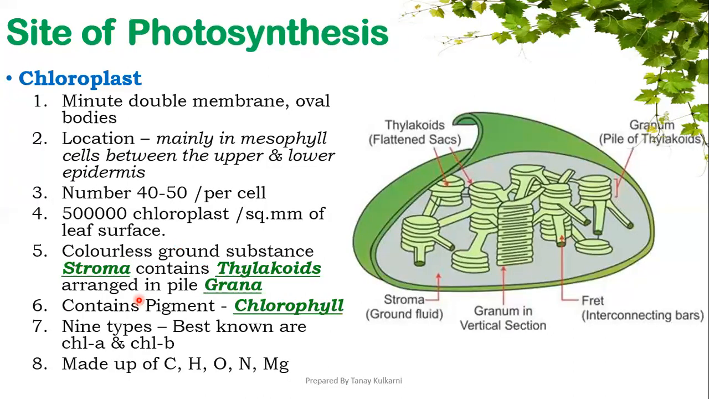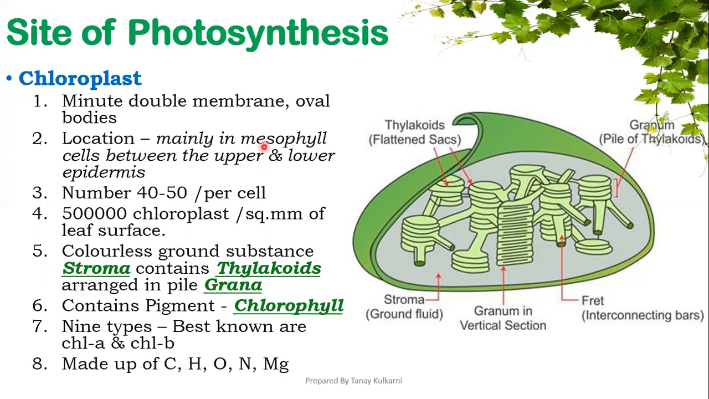Site of photosynthesis is known as chloroplast, which contains a vital plant pigment called chlorophyll. Chloroplasts are minute double membrane structures. The shape is oval, as you can see in this picture. They are oval shaped bodies containing a double membrane. This is the outer membrane. This is the inner membrane. Inside the chloroplast, we can see some structures. We'll come back to those structures later on. First, let's see the location.